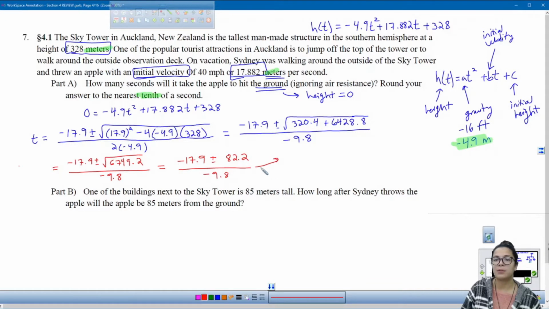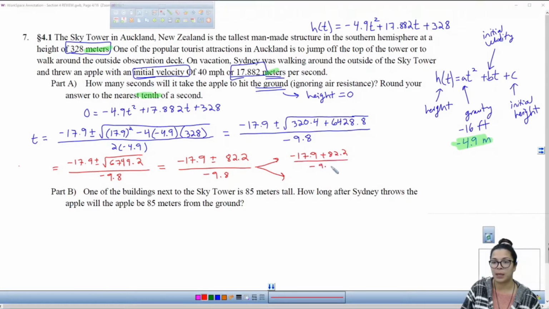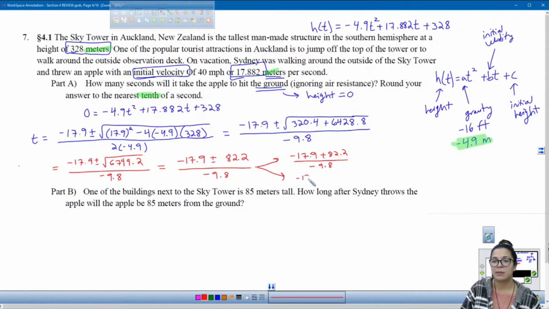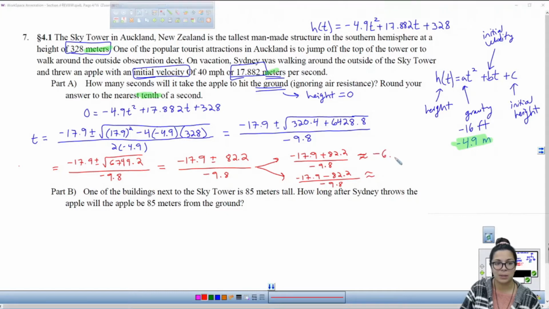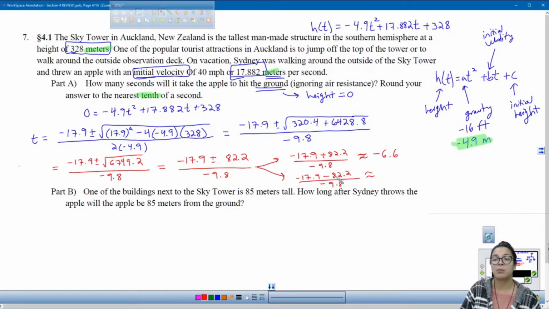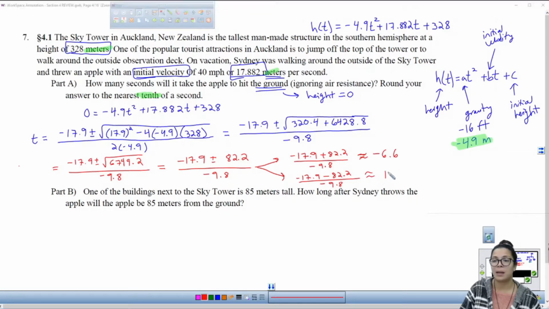Okay, so we have two answers, right? Negative 17.9 plus 82.2 divided by negative 9.8, and negative 17.9 minus 82.2 divided by negative 9.8. Estimating both to the nearest tenth, for the first one, if we add 82.2, we get negative 6.6. And for the second one, if we subtract 82.2, we get 10.2.